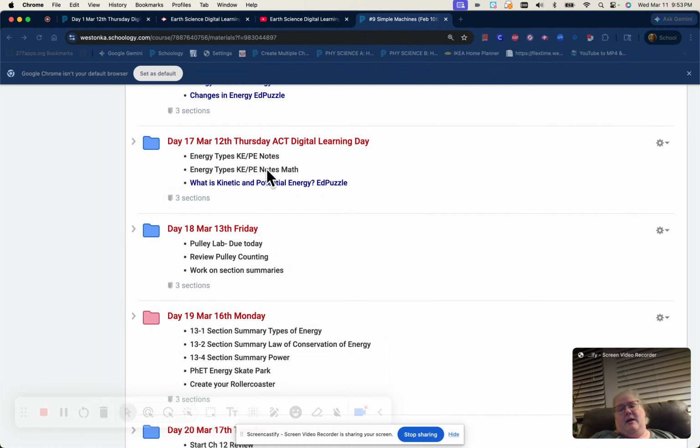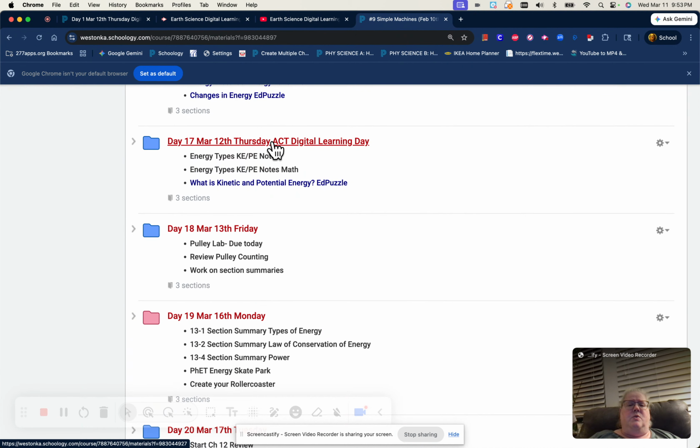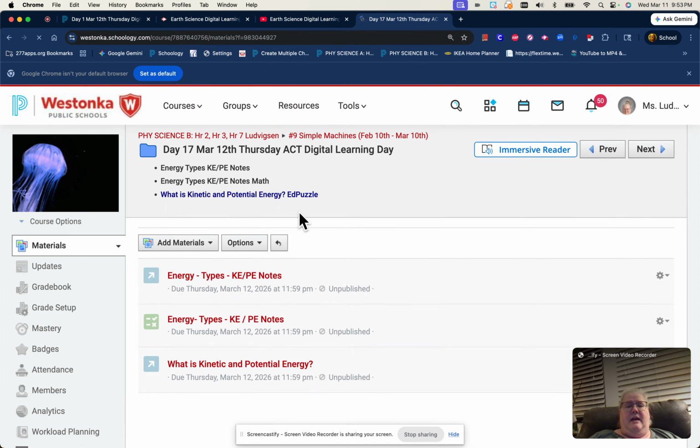And then we're going to do a little math with that KEPE, and then again an Edpuzzle to just help reiterate what you're doing. So let's go into the folder, because please always go in. It tells you everything we're doing that day, and it also gives you the ability to see the due dates, which of course is today.